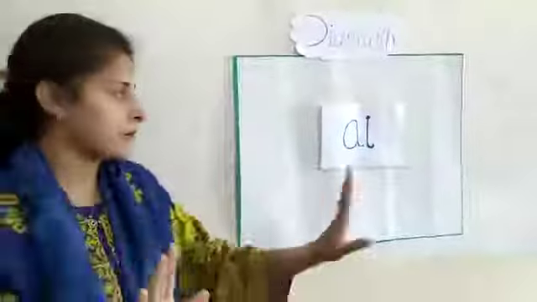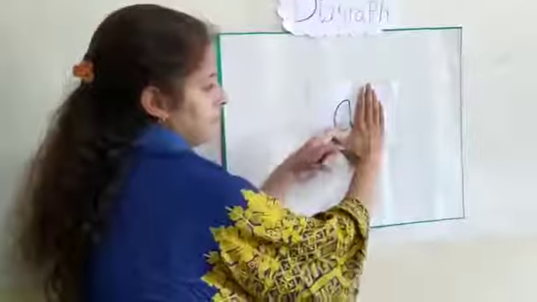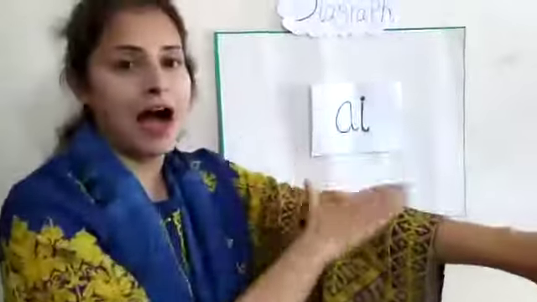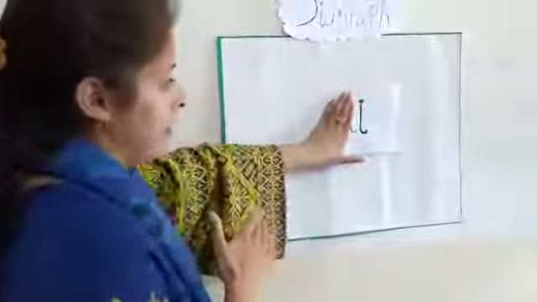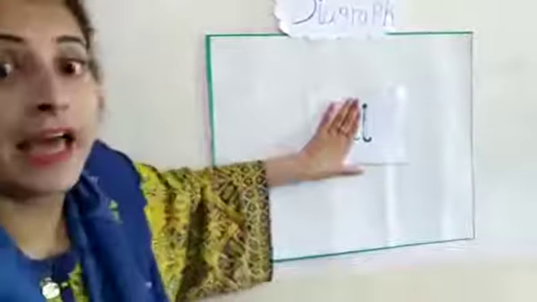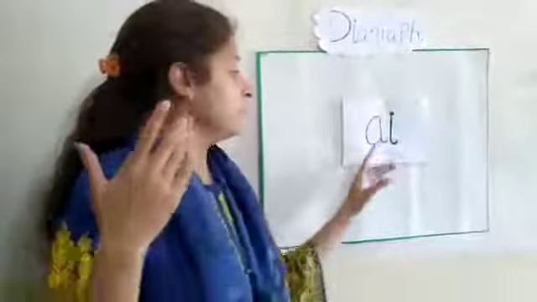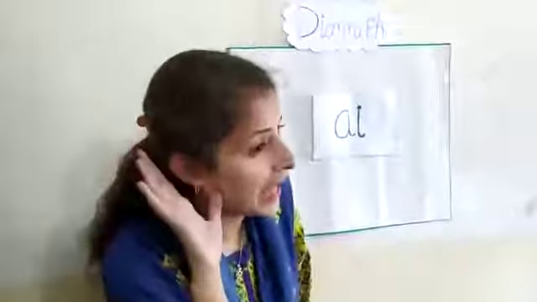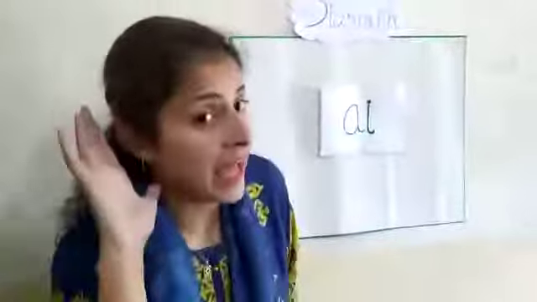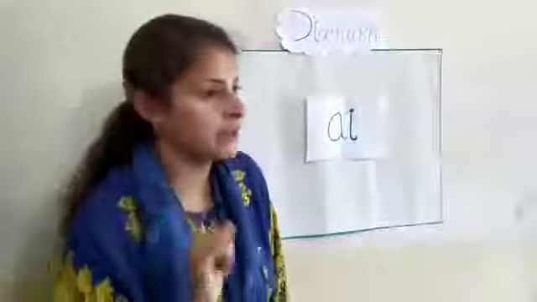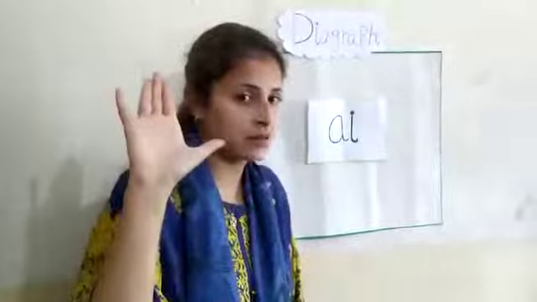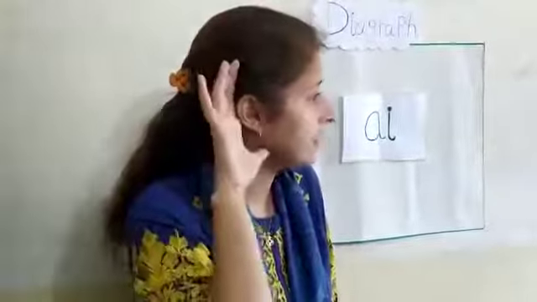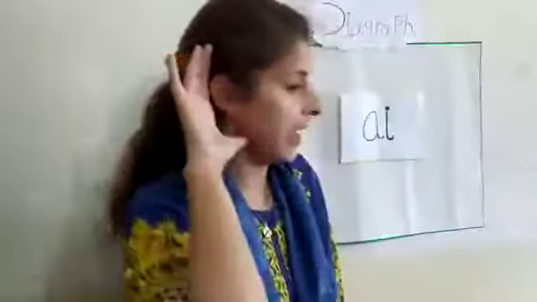For example, if I hide one letter, what is this? This is A. And if I hide this one, this is A. But when we put them together, the sound becomes A. Please guys, look at my hand. Cup your hand like this and put it around your ear and say A.